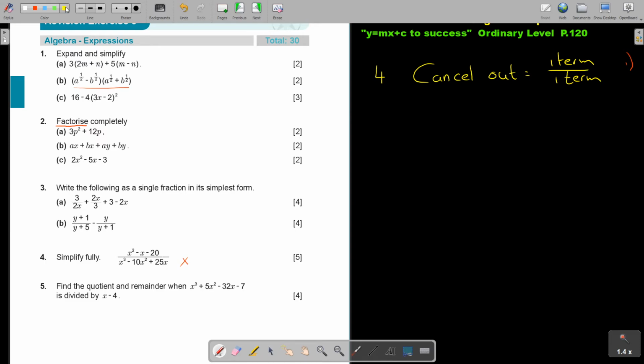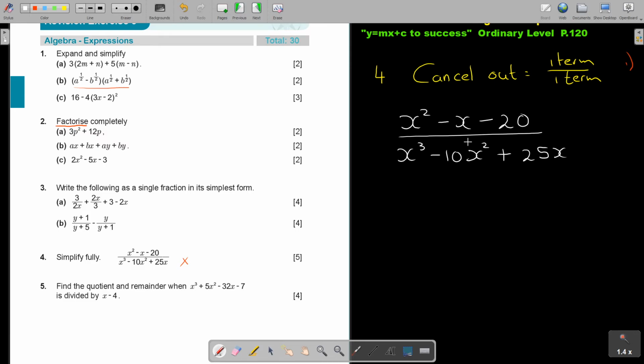So basically, you are going to have x squared minus x minus 20 over x cubed minus 10x squared plus 25x. Okay, so you basically have three terms over three terms. You cannot cancel out. But what makes one term? Factorize makes one term. And that's what I'm doing.